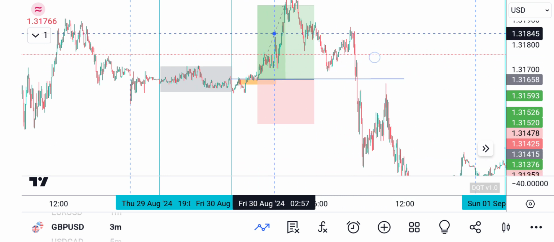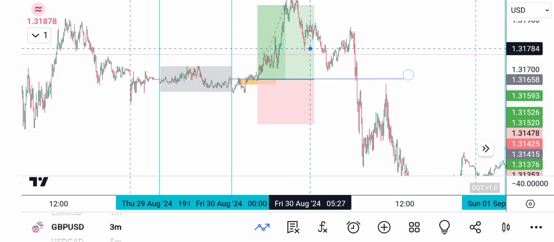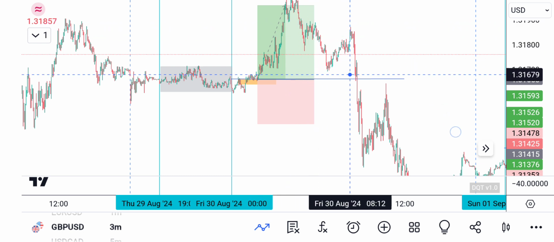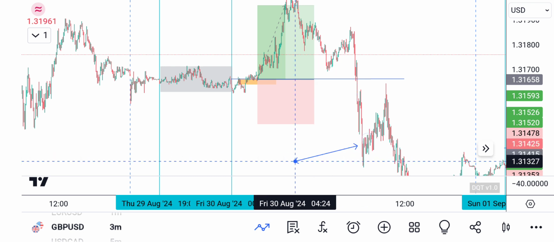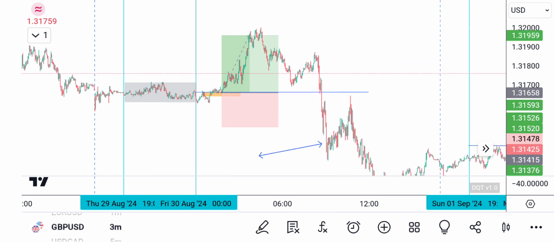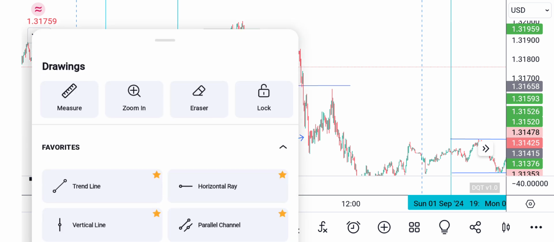So this is the manipulation here. You wait for a shift in market structure, you look for an imbalance, and then you sell. It will distribute. I hope it is clear. So you can go ahead and practice this, and you will see a lot of changes in your trading. Trust me, a lot of changes.